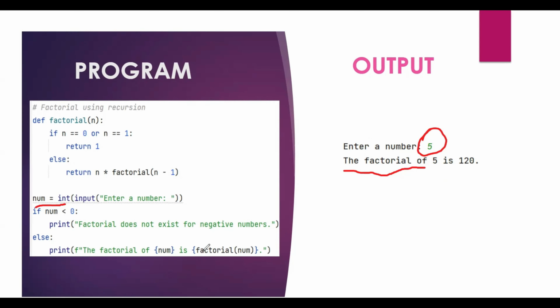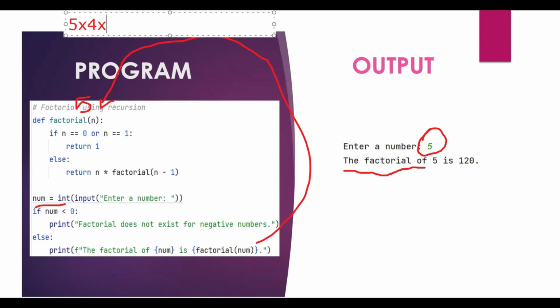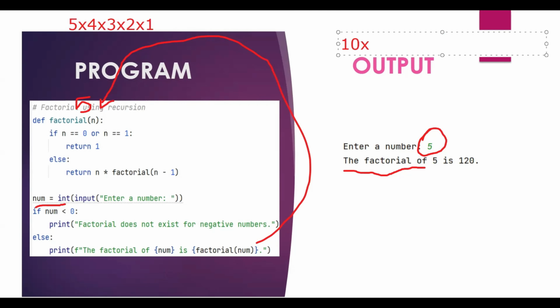Now we are calling the function factorial of num, which means the computer will go here, and now the value of num is 5. Before that, do you know what a factorial is? Factorial of 5 means 5 into 4 into 3 into 2 into 1. If you want to find the factorial of 10, it means 10 into 9 into 8 into 7 into 6 into 5 and so on, down to 1. That is a factorial.